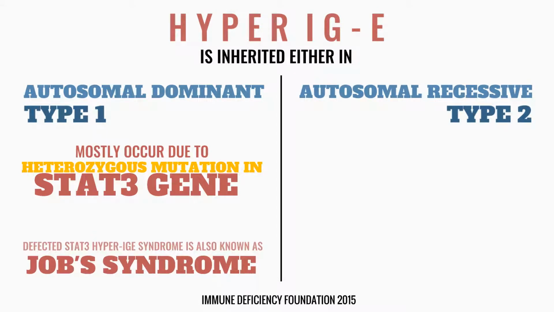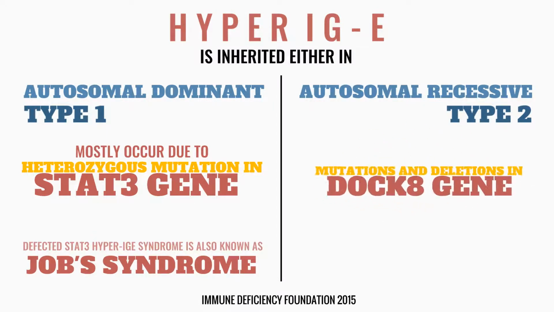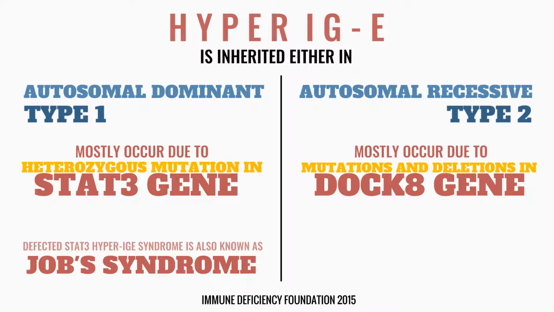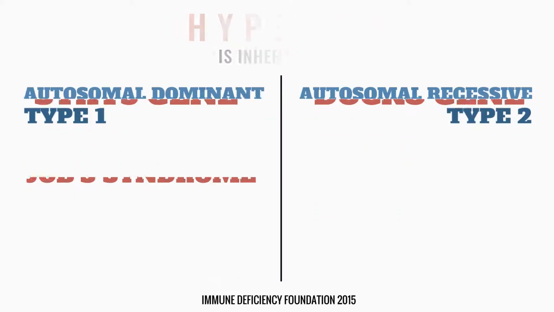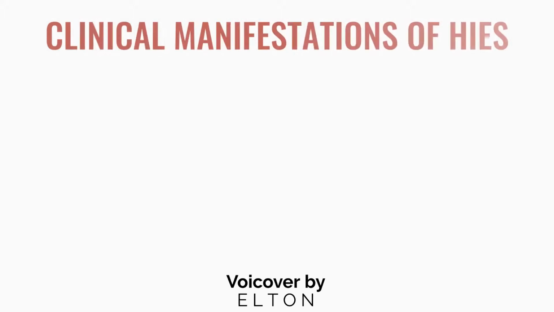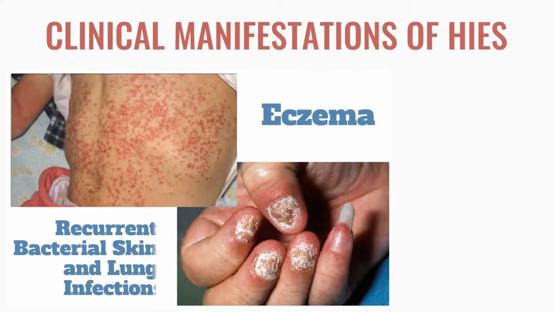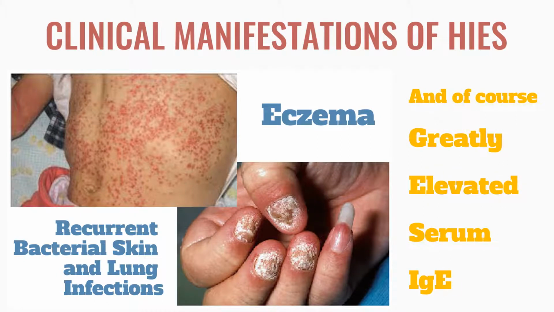Furthermore, in 2009, mutation and deletion in the DOCK8 gene were found to underlie the majority of the cases of autosomal recessive inherited form of hyper-IgE syndrome. Other extremely rare etiologies include TYK2 deficiency and mutation in the ZNF341 gene. Hyper-IgE syndromes are characterized by eczema, recurrent bacterial skin and lung infections, and obviously, greatly elevated serum IgE.